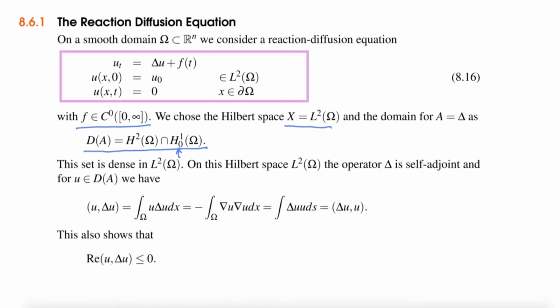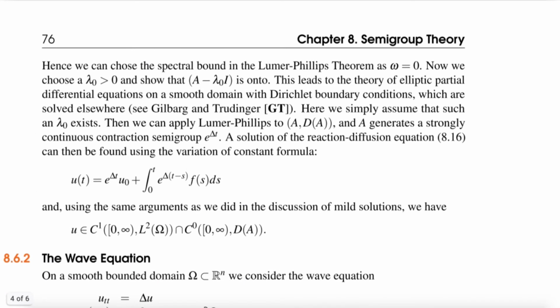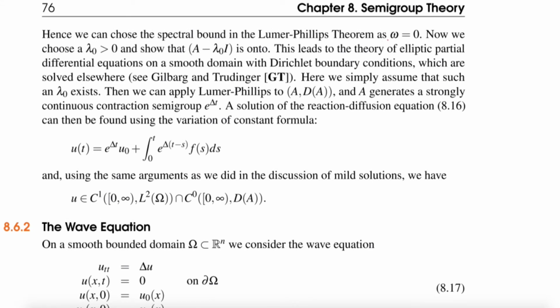On this Hilbert space L2, the operator Delta is self-adjoint, which is a calculation we have done before as well. u, Laplace u, and then we do integration by parts. We get a minus sign, we do integration by parts once more. The minus sign goes away, and then we get Laplace u, u. And this intermediate bit shows that this term is actually less or equal 0. So then the real part of (u, Laplace u) is less or equal 0, and we can choose again our growth bound to be 0. So here I say it again, the omega is 0.